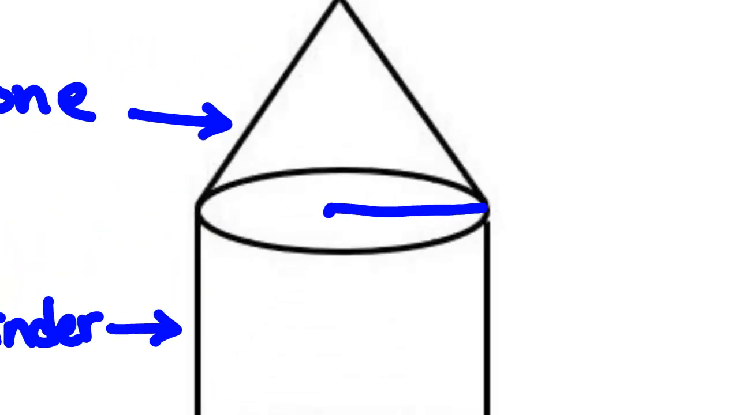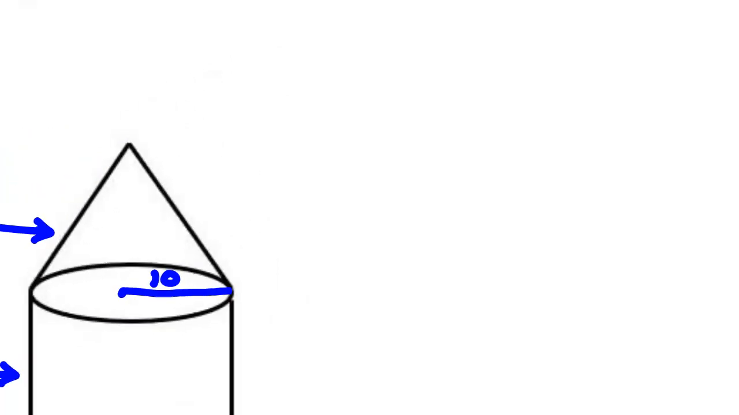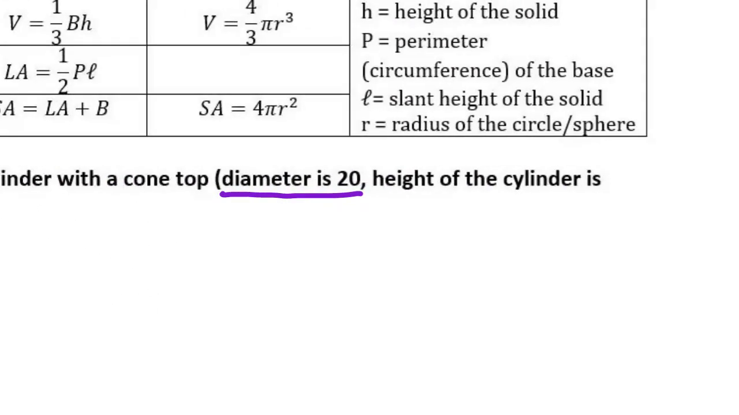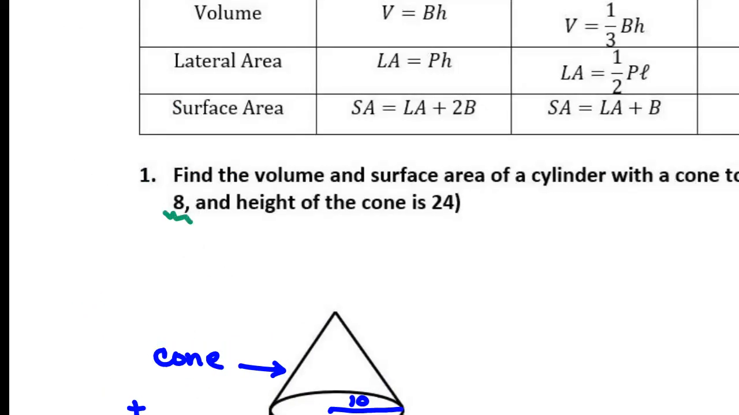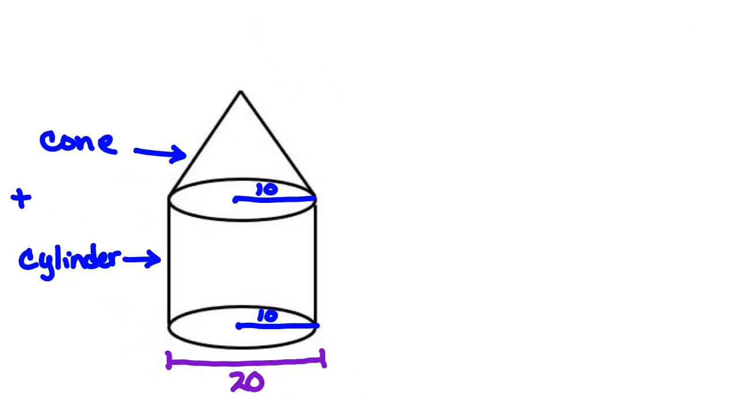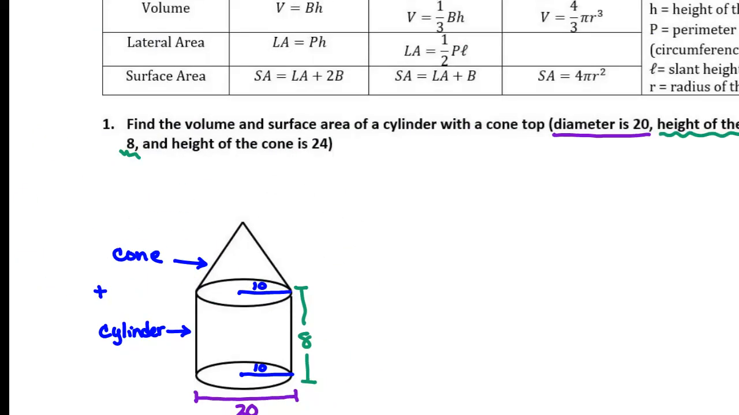Same is true up here. We have a radius of 10 here because those two bases are congruent. The height of the cylinder is 8. So I'm going to add that to my picture. So from here down is 8. And then the height of the cone is 24.